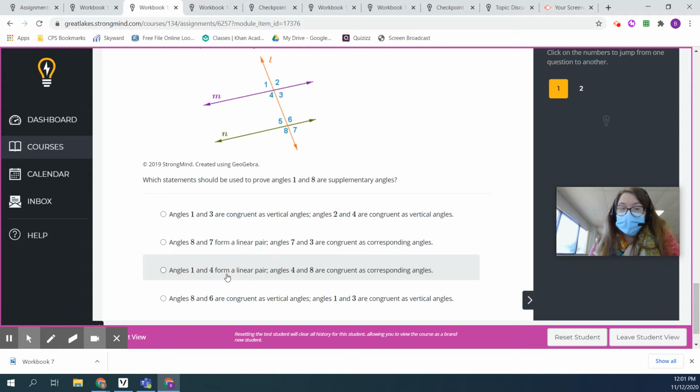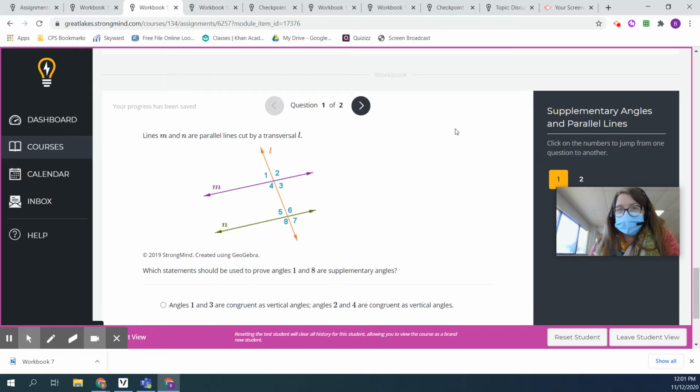1 and 4 form a linear pair, and 4 and 8 are corresponding. That would work. Let's just check this one. 8 and 6 are vertical. 1 and 3 are vertical, but it doesn't say anything about the relationship between 3 and 6, so that would have to be it.